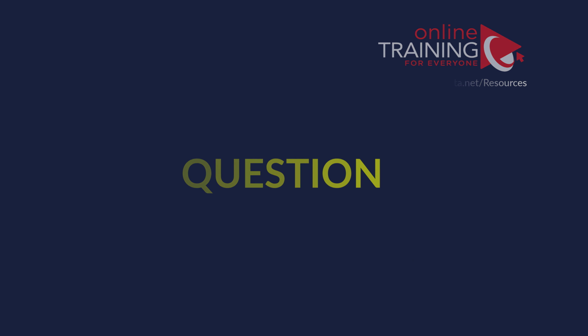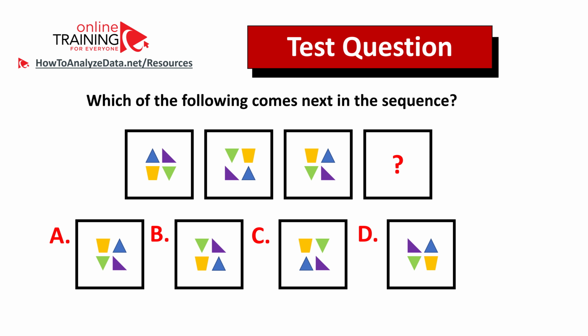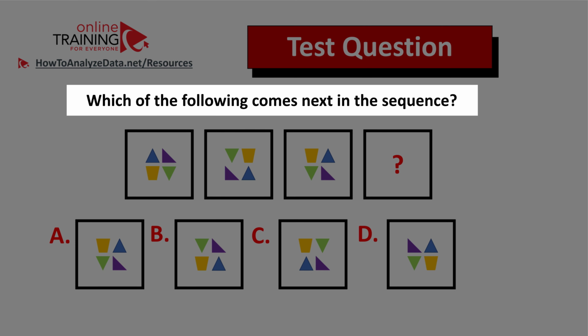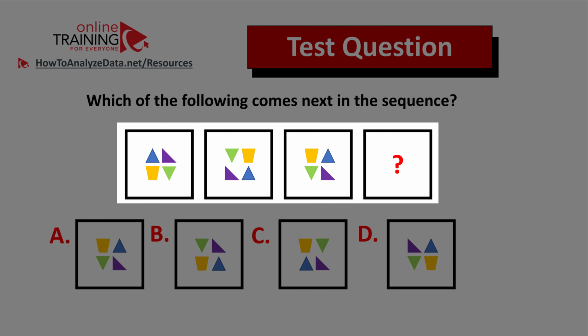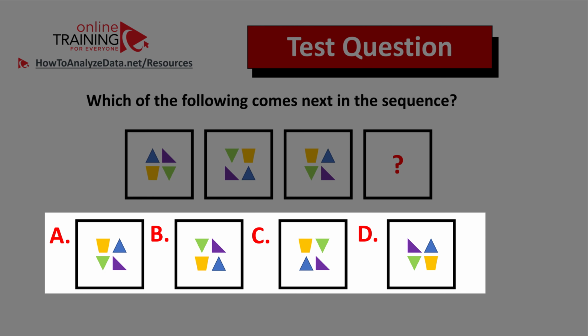Here's the tricky question to test your pattern recognition skills. Which of the following comes next in the sequence? And you're presented with the sequence of 5 squares. Each square has smaller shapes inside. The 4th square is unknown, and you need to detect it from the 4 possible choices. Choice A, B, C, and D.